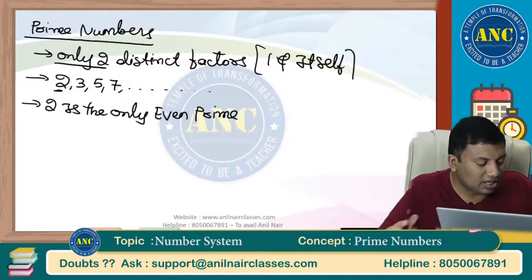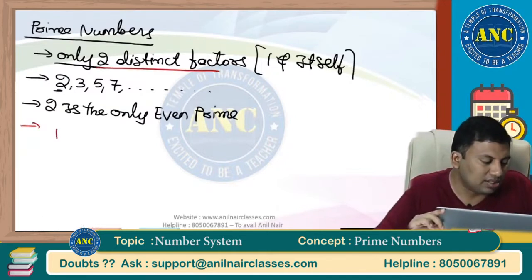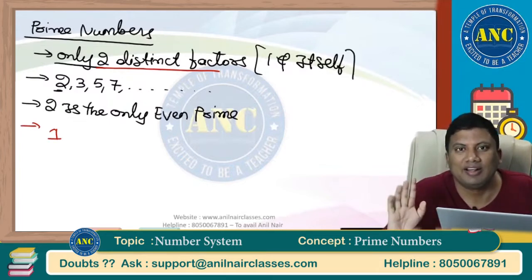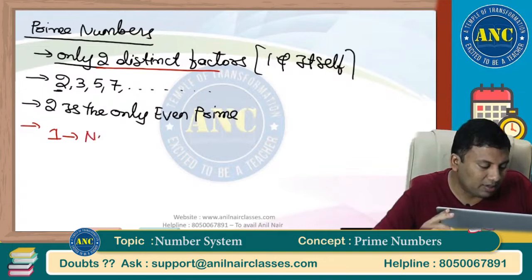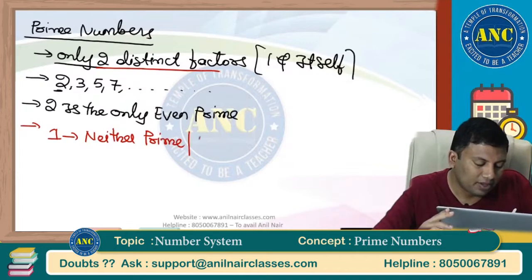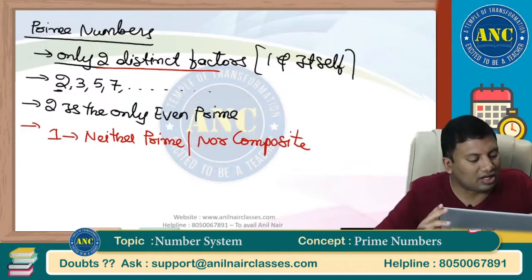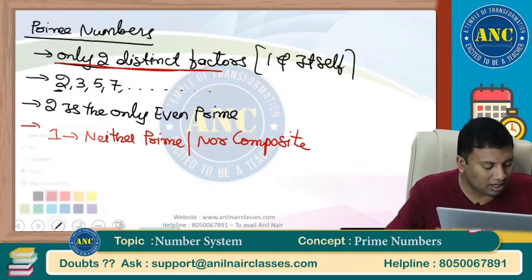A prime number is a number which has got only two distinct factors. Suppose, for example, if I take 1, the natural number 1 has got only one factor, that is 1 itself. 1 into 1 is 1. So 1 is neither prime nor composite, because it has only one factor. The number which has exactly two distinct factors is called a prime number.